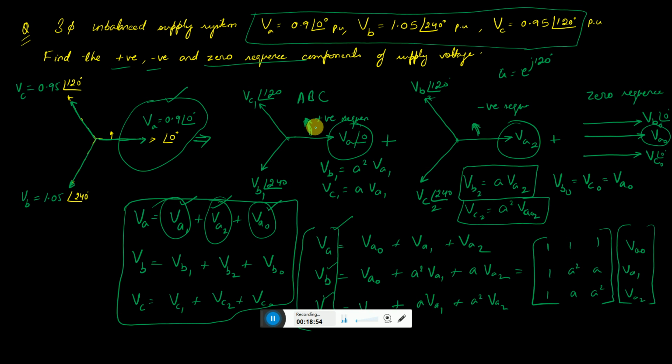So if we want to maintain very good quality, these three voltages need to be equal and the angles need to be displaced from each other by 120 degrees.